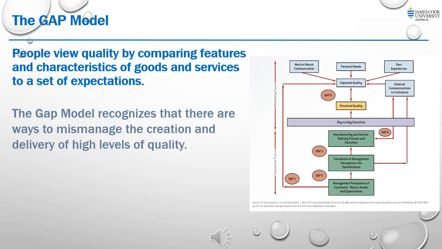Let's have a look at what the quality delivery gap is. People view quality by comparing features and characteristics of goods and services to a set of expectations. So the gap model recognizes that there are ways to mismanage the creation and delivery of high levels of quality. You can see from this picture how we can identify those gaps.